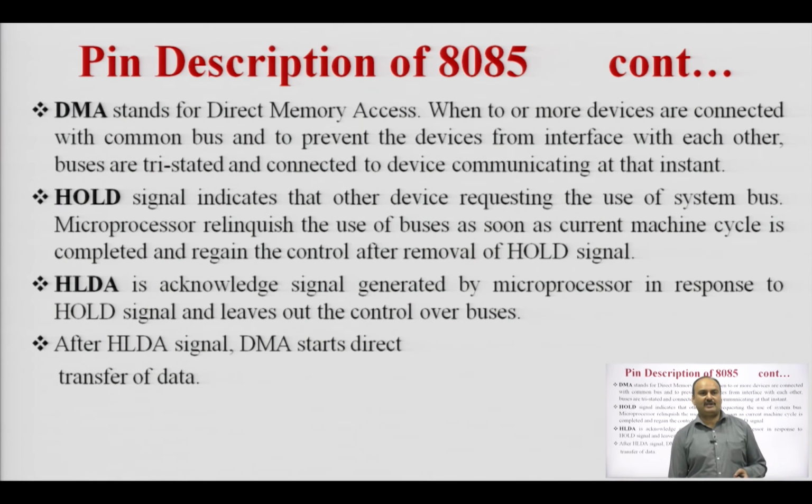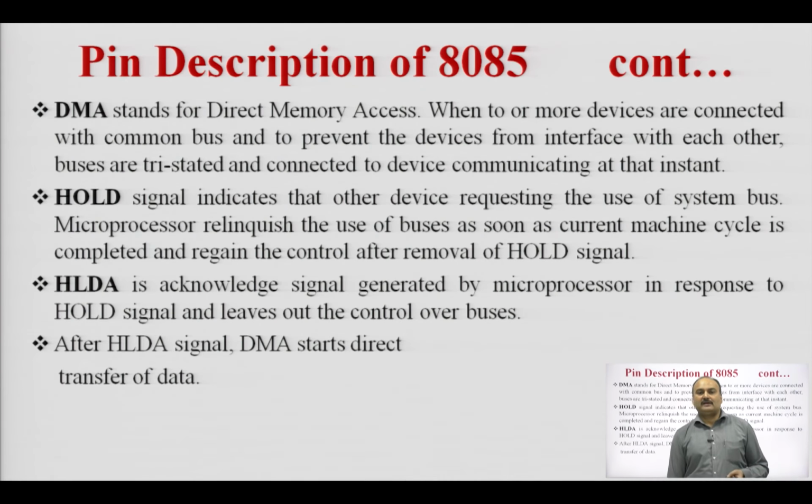To perform DMA, that is direct memory access operation, the microprocessor uses the HOLD and HLDA pins. These pins are dedicated to the HOLD and HLDA signals. When two or more devices are connected to a common bus, meaning the address bus, data bus, and the same control signals, they directly access the memory. To prevent the devices from interfering with each other, the buses are tri-state, at the high impedance state, and connected to the device which is communicating at that particular instant.